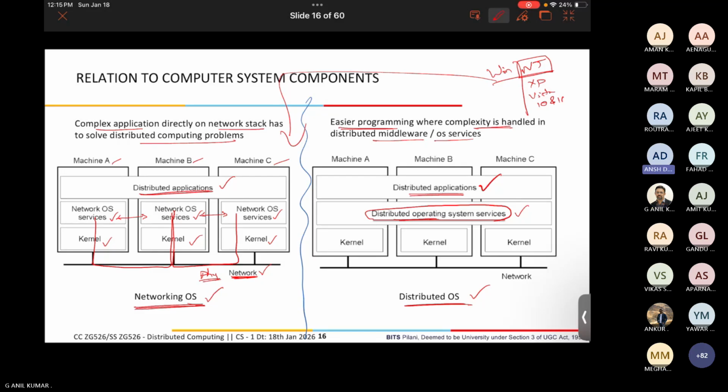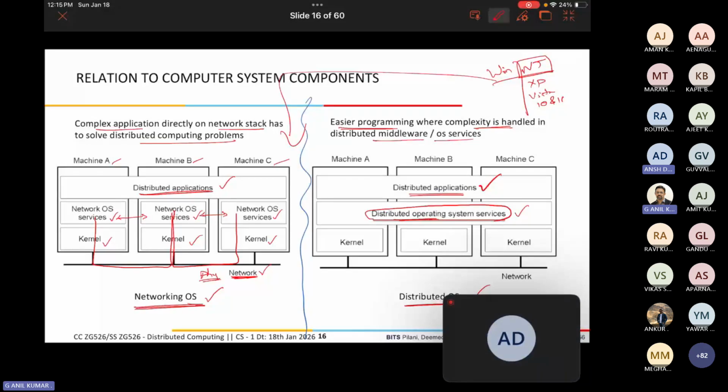Sir, I have a question. Yes. Sir, in distributed OS, we talk about type 2 hypervisor, no? So basically, we can run directly on the server. Yes. Okay, sir.